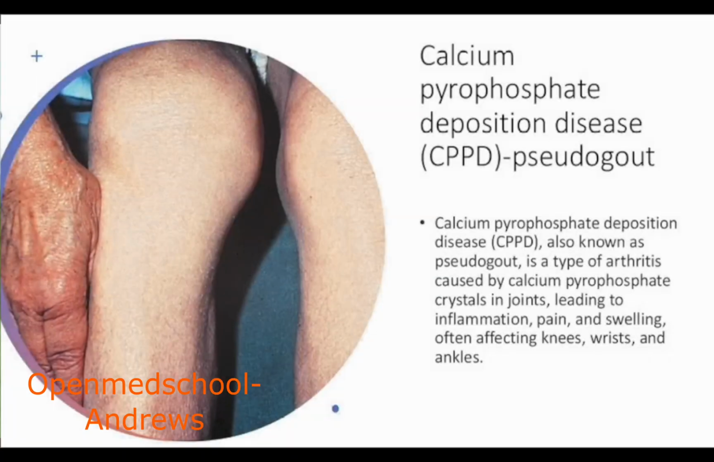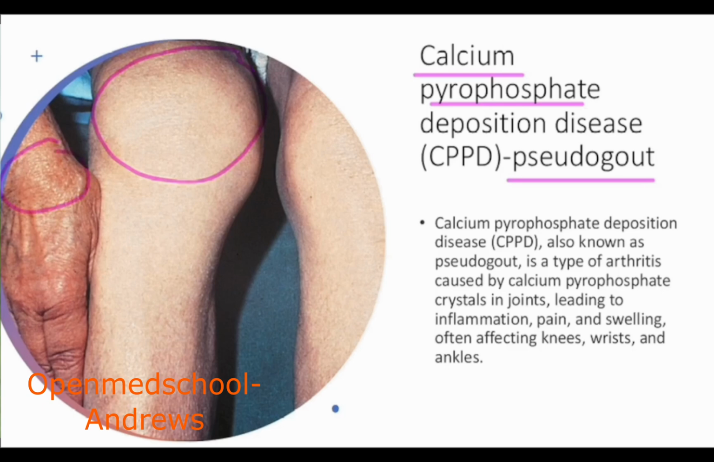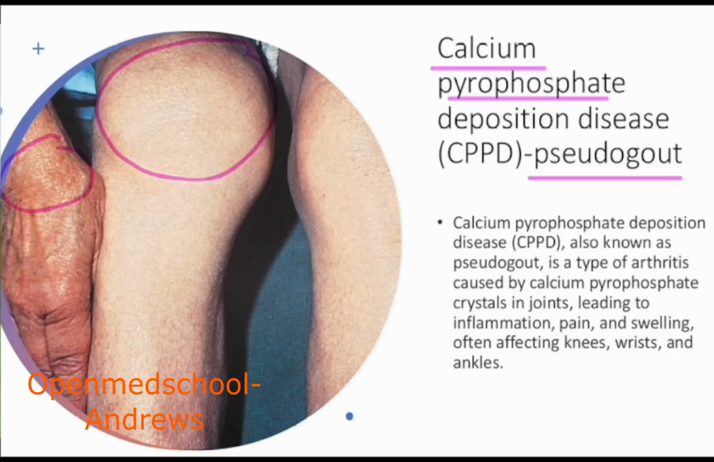Another important condition which imitates gout is pseudo-gout, otherwise called calcium pyrophosphate arthritis. It usually affects the knee joint and the wrist joint, and most often there is associated osteoarthritis. So the crystal-induced arthritis, gout and pseudo-gout, and septic arthritis are the immediate differential diagnoses.